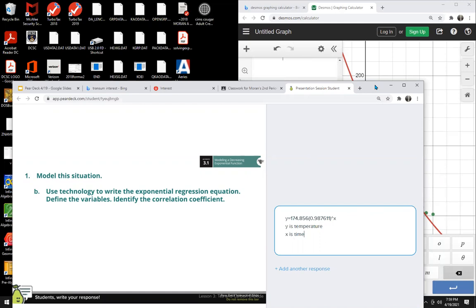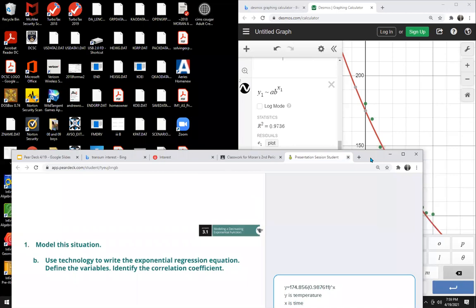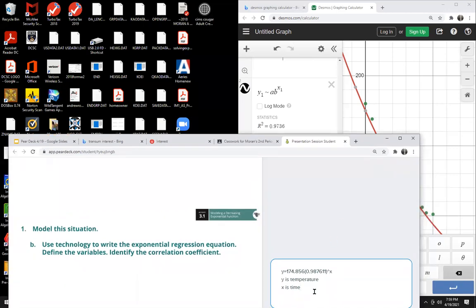The correlation coefficient is going to be, for exponential function, this r squared. So we're going to go r to the second power is 0.9736. So r squared is equal to 0.9736.